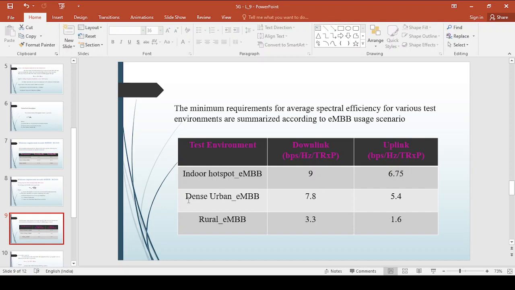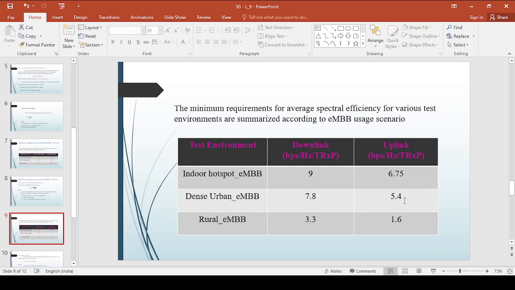Now under the next test environment, dense urban, the average spectral efficiency is 7.8 bits per second per hertz per transmitting and receiving point in downlink, and 5.4 in uplink. Coming to the next test environment, rural: under downlink we require average spectral efficiency of 3.3 bits per second per hertz per transmitting or receiving point, and in uplink its value is 1.6, right.